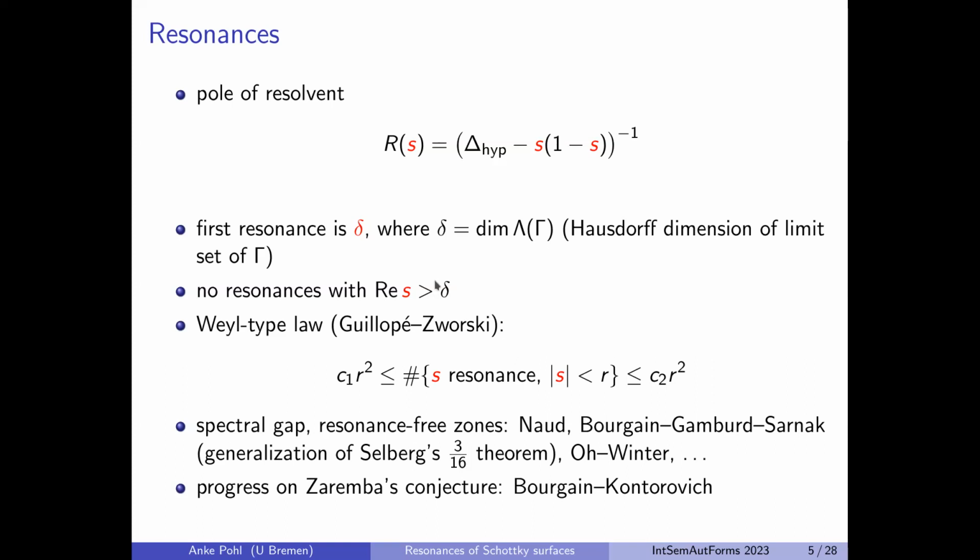There's more work by Oh and Winter, and at the moment quite some work is coming in this direction, with some progress in some parts and some progress in other parts. What I also found very interesting is that these kinds of results also went into the Bourgain-Kontorovich work on Zaremba's conjecture, which is initially a priori quite a different story.